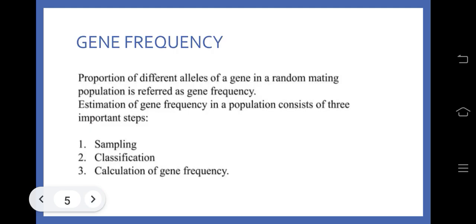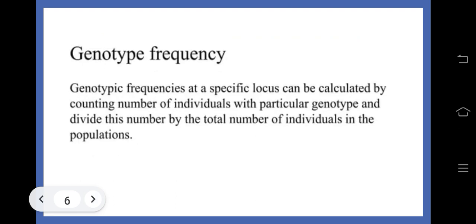Gene frequency. The proportion of different alleles of a gene in a random mating population is referred to as gene frequency. Estimation of gene frequency in a population consists of three important steps: sampling, classification, and calculation of gene frequency. Genotype frequency at a specific locus can be calculated by counting the number of individuals with a particular genotype and dividing this number by the total number of individuals in the population.